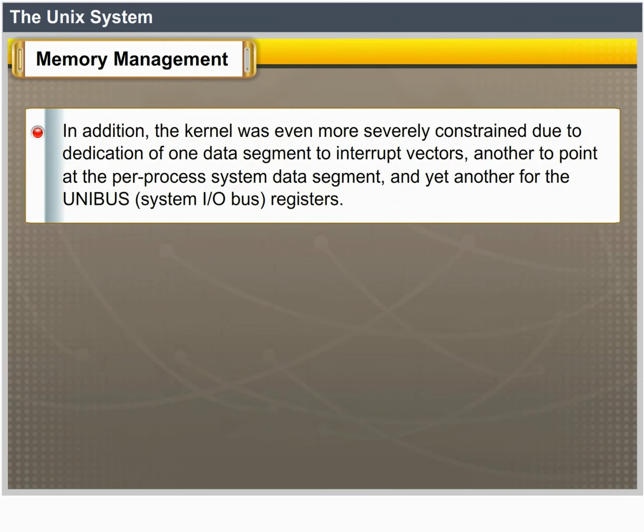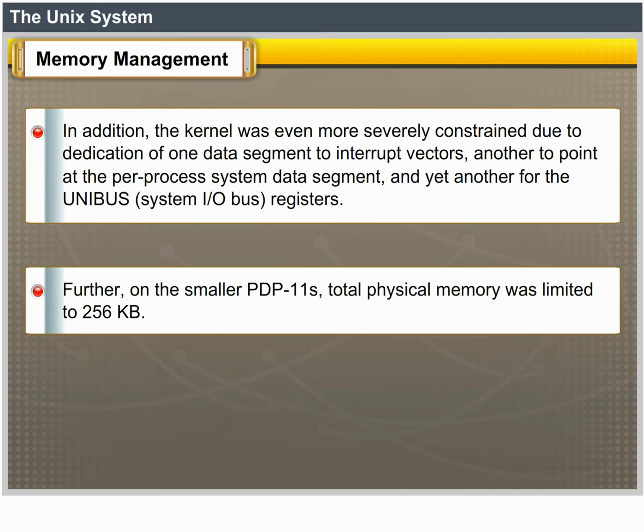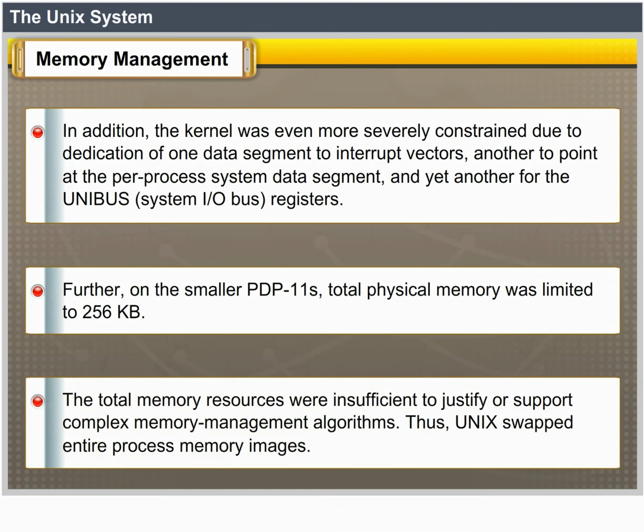In addition, the kernel was even more severely constrained due to dedication of one data segment to interrupt vectors, another to point at the per-process system data segment, and yet another for the Unibus system I/O bus registers. Further, on the similar PDP-11s, total physical memory was limited to 256 KB. The total memory resources were insufficient to justify or support complex memory management algorithms. Thus, Unix swapped entire process memory images.